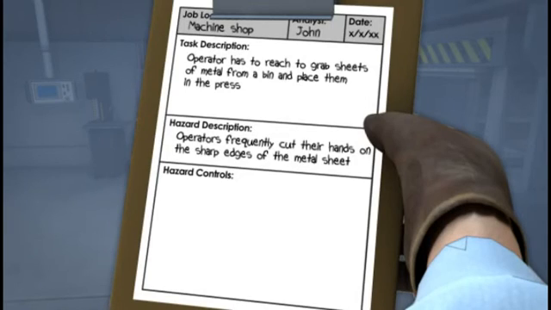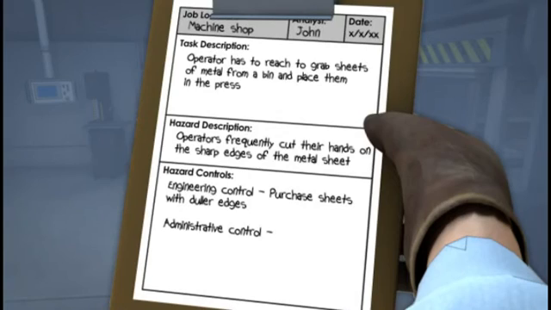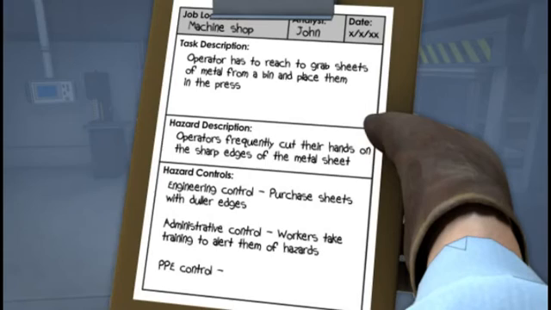They are an engineering control: purchase sheets with duller edges from another supplier. An administrative control: have workers take training that alerts them to the hazards of the sheet edges and the importance of using PPE. And a PPE control: have workers wear cut-resistant gloves.